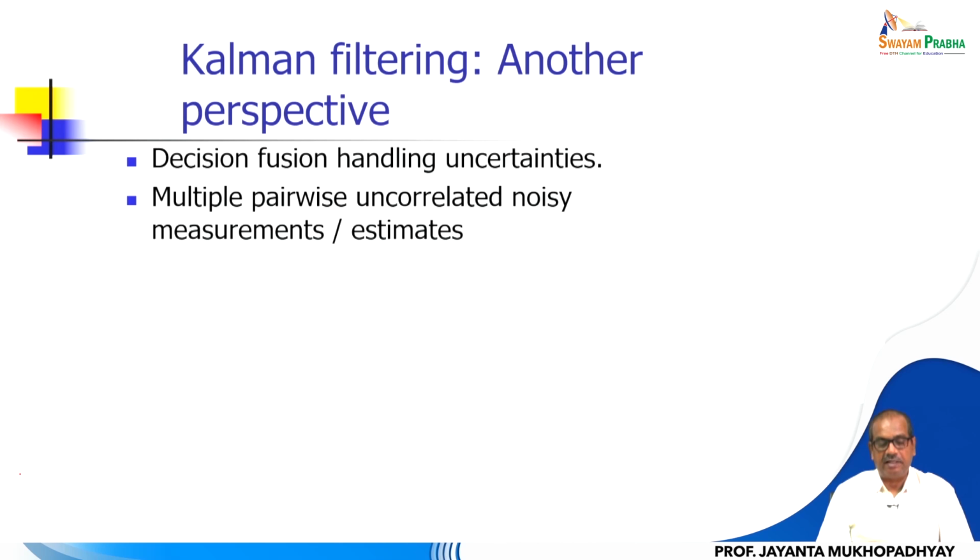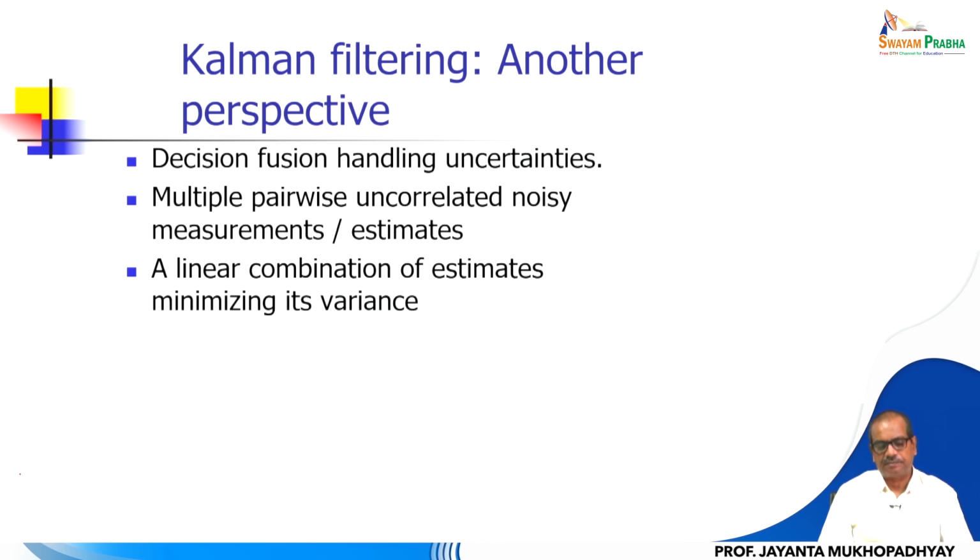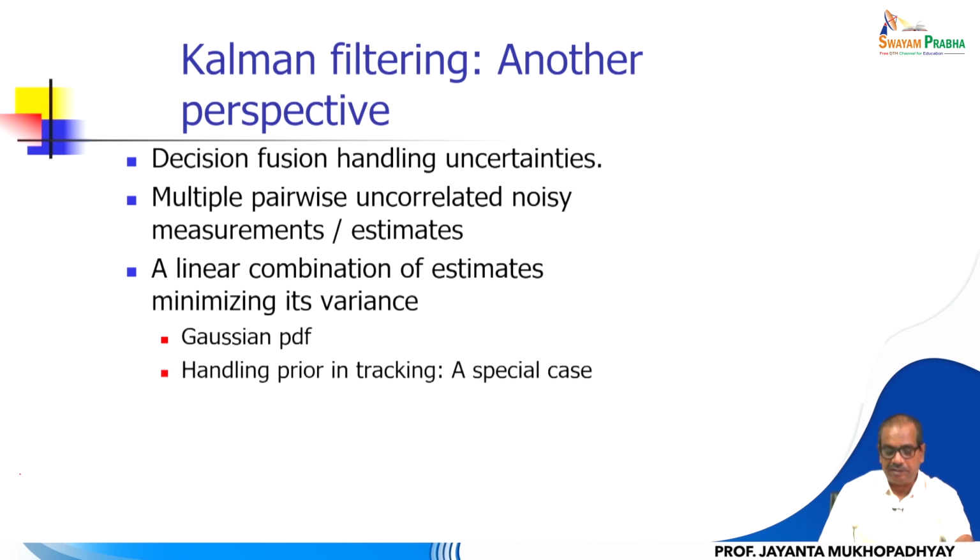So, let us consider there are multiple pairwise uncorrelated noisy measurements or estimates. Which means the measurements and estimates are uncorrelated. So, let us take a linear combination of estimates minimizing its variance, which would be considered under the Gaussian probability density function. That is the case for Kalman filtering, and handling prior in tracking is a special case.